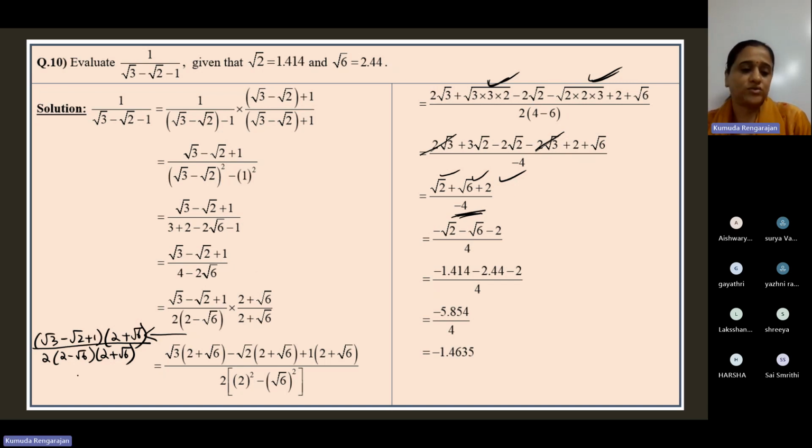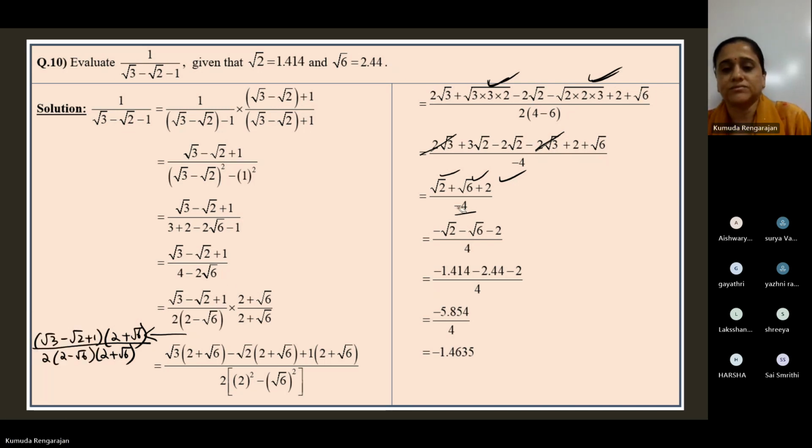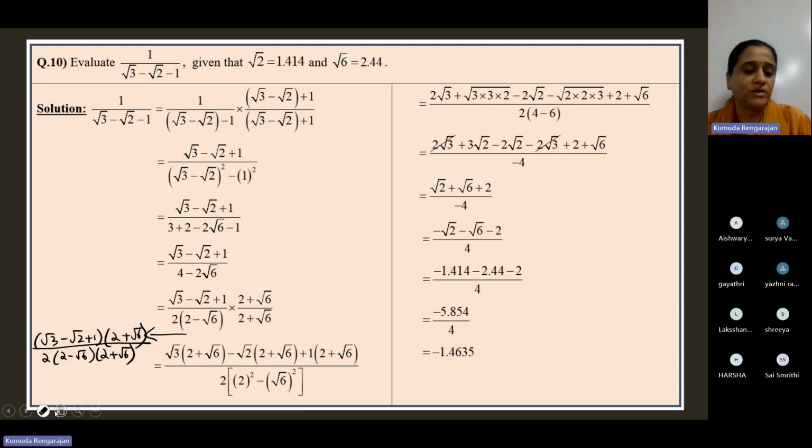Now you can apply the values given in the question. They are given that root 2 is 1.414 and root 6 is 2.44. Once you have rationalized the denominator, you can apply these values. You can see the minus sign in the denominator. Take it up to the numerator, so it will become minus root 2 minus root 6 minus 2 by 4. You should apply the minus sign to every term in the numerator.